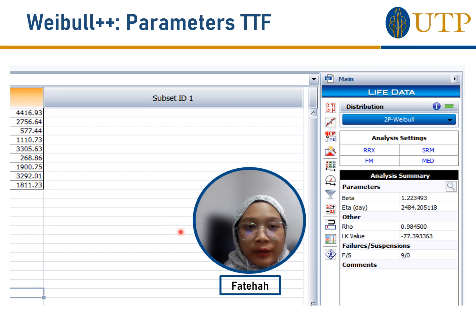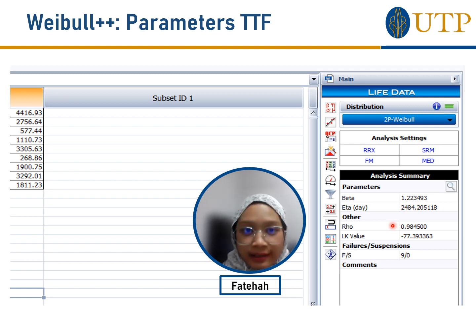In this case of our Weibull distribution, we got the parameters of beta equal to 1.22 and eta equal to 2484.21 days. The beta we got over here is right between 1 and 2, which indicates the separator's early wear-out, and our eta is approximately equal to our MTBF, mean time before failure.